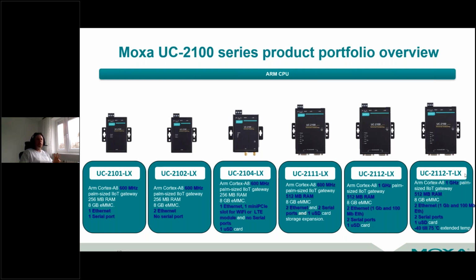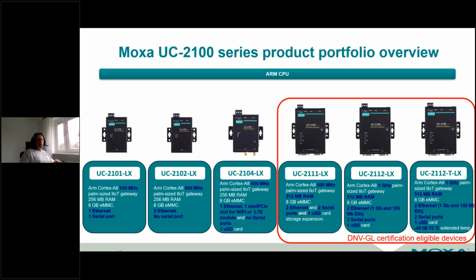UC-2112-T-LX has the Debian operating system installed and can run in industrial environments which require high temperature ranges from -40 up to +75 degrees. It is the same hardware as UC-2112, just more enhanced through carefully chosen components that can run under an extended temperature range. These 3 computers are eligible to be DNV GL certified if necessary.